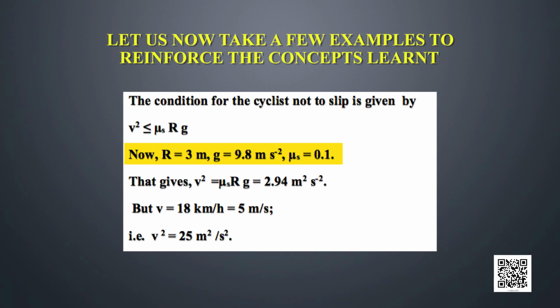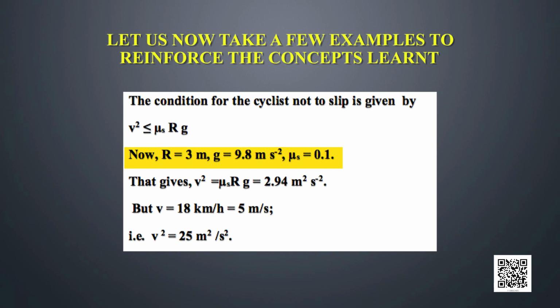Using the given values, that is radius equal to 3 meter, g equal to 9.8 meter per second square and mu s equal to 0.1. One thing should be remembered: do not use g equal to 10 meter per second square for calculations, because 10 meter per second square being higher than 9.8 is only an approximate value and will give us a falsely higher value of the safe speed, which may cause accidents.